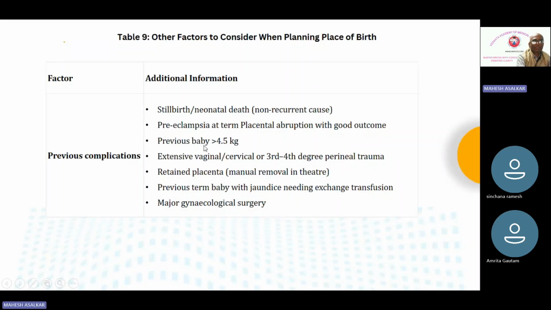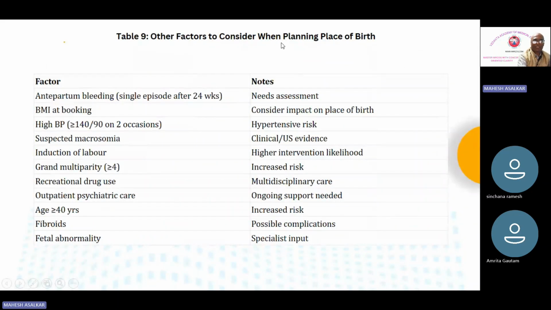Okay, then previous baby more than 4.5 kg, extensive vaginal or cervical or third or fourth degree perineal trauma, retained placenta, previous term baby with jaundice needing exchange transfusion, major gynecological surgery. These are the other factors you have to take into account when you plan. And other factors to consider when planning place of birth, such as antepartum bleeding, require assessment. BMI at booking, consider impact on the place of birth. We have seen obesity in the guideline. The logistics requirement and equipment are separate, so we have to take all these things into account and then decide the place of birth.